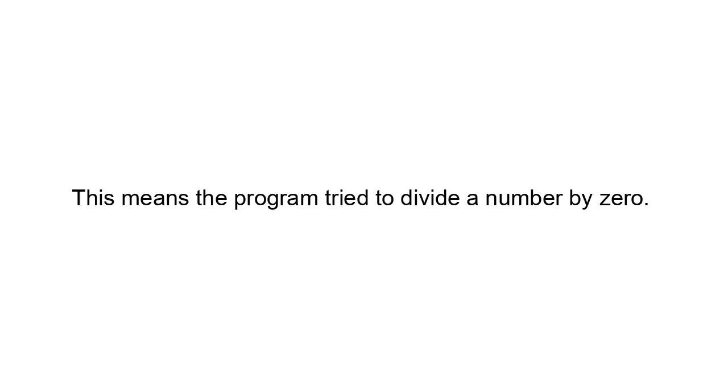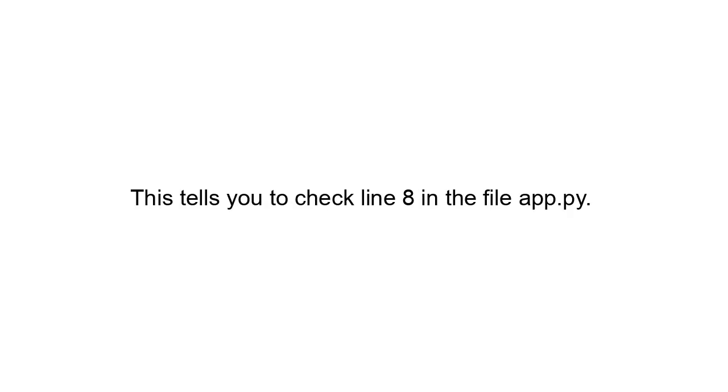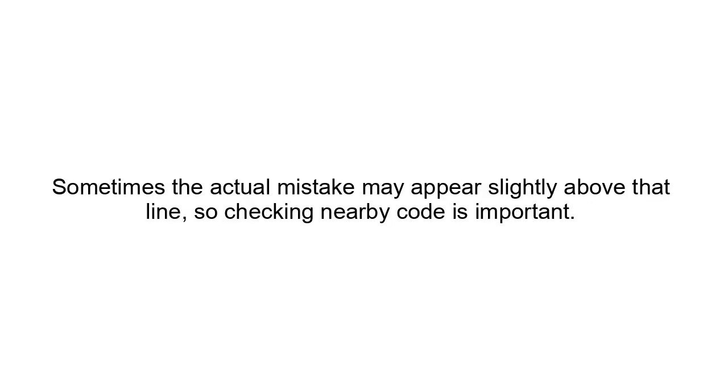Step 2. Look at the line number. Error messages usually show the line where the problem occurred. Example: File app.py, line 8. This tells you to check line 8 in the file app.py. Sometimes the actual mistake may appear slightly above that line, so checking nearby code is important.